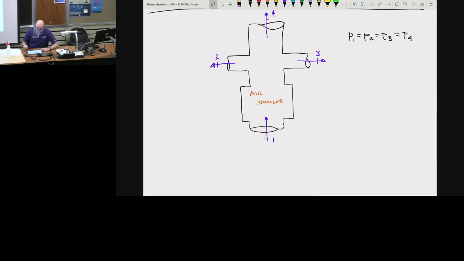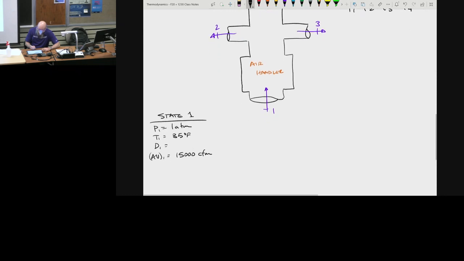And I want to give you a lot of properties here. So I'm going to give you the state information, state 1. I'm going to tell you the pressure at 1 is equal to 1 atmosphere. The temperature at 1 is equal to 35 degrees Fahrenheit. I do not tell you what the diameter of the duct at 1 is. I'm going to tell you the volumetric flow rate at 1 is equal to 15,000 cubic feet per minute. And I do not know what the velocity is at 1.